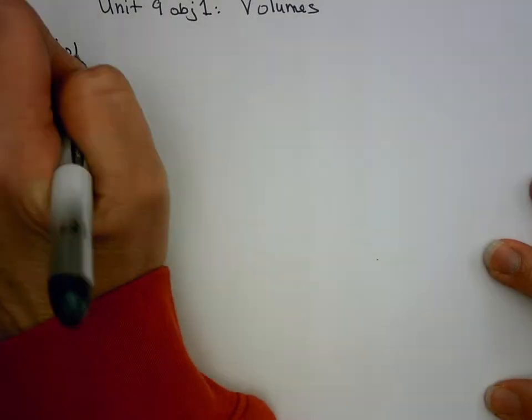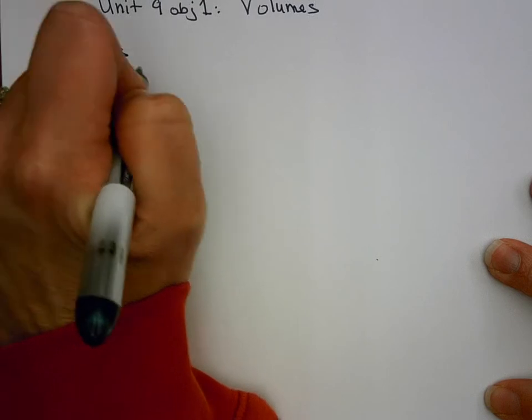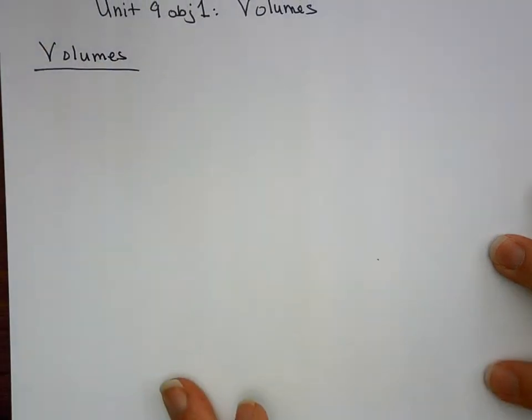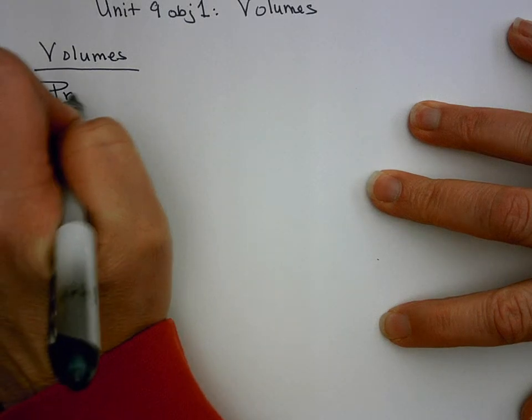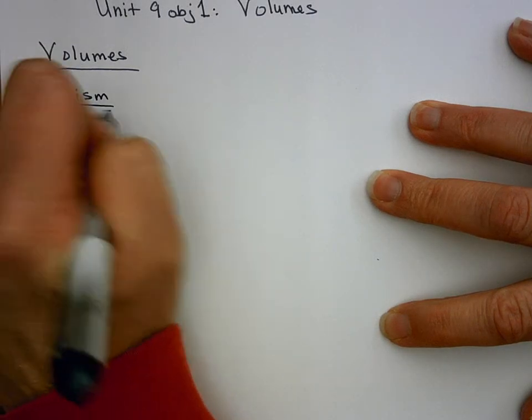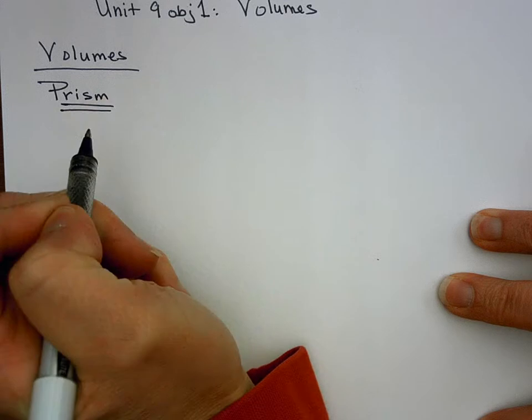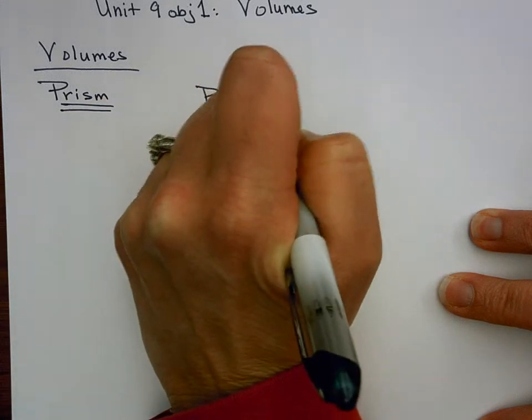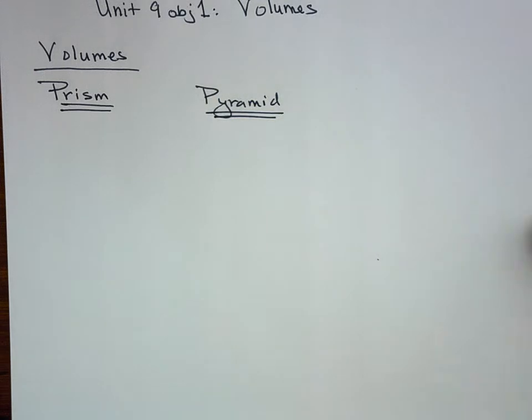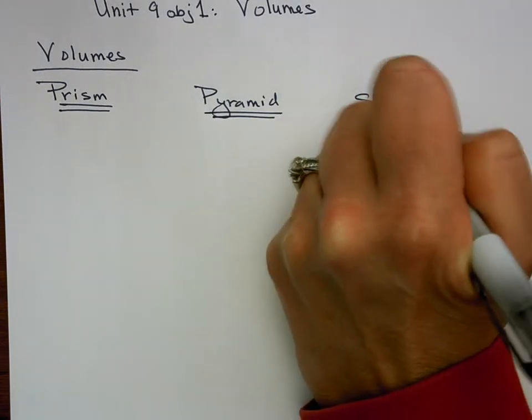So in general, for our volumes, we have three different styles that we need to know. We have what's called a prism, and we have a pyramid, and then we also have a sphere.